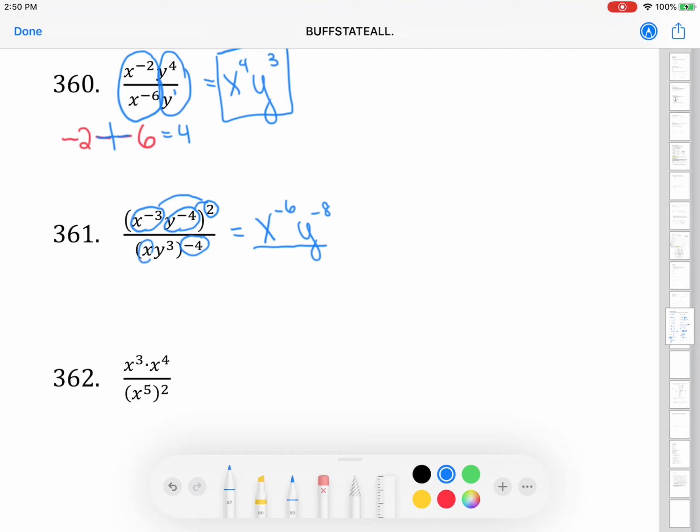On the bottom, think about what's being raised to the -4th power. X to the 1st and y to the 3rd are both being raised to that exponent. Again, it's power to a power, so you multiply. This first one is x to the 1st raised to the -4th. 1 times -4 is just -4. And then y to the 3rd raised to the -4th. Again, power to a power. 3 times -4 gets me y to the -12.